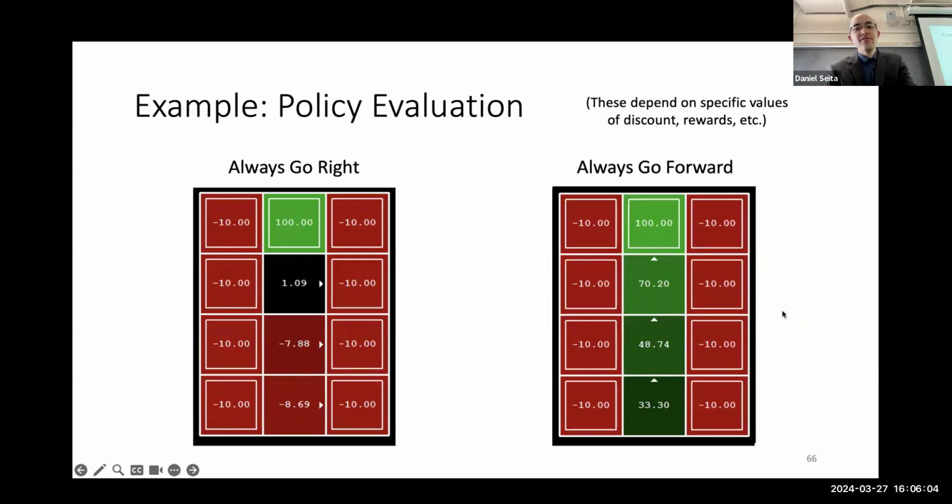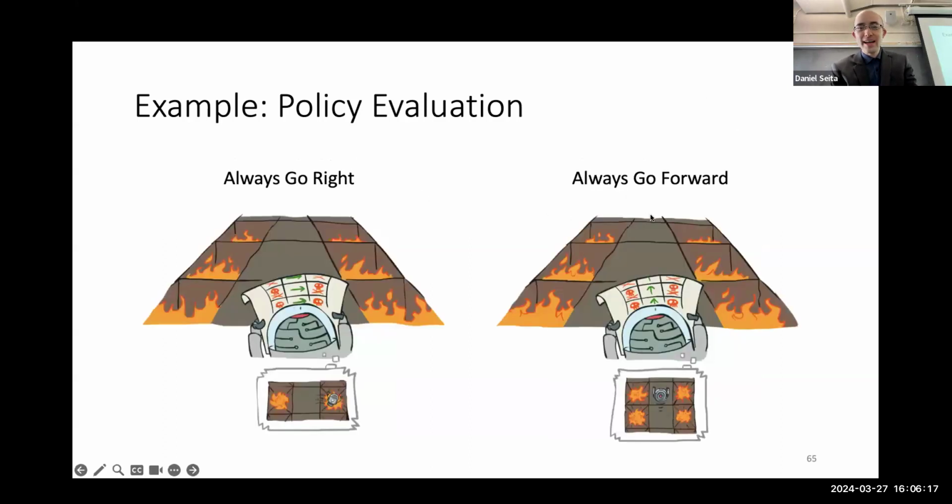You can see that the numbers might seem reasonable. If you get -10 in the lava pit or fire pit, I don't know if it's fire or lava, but whatever, and then you have 100 for the target. I guess it's not shown here, but imagine there's some reward here.